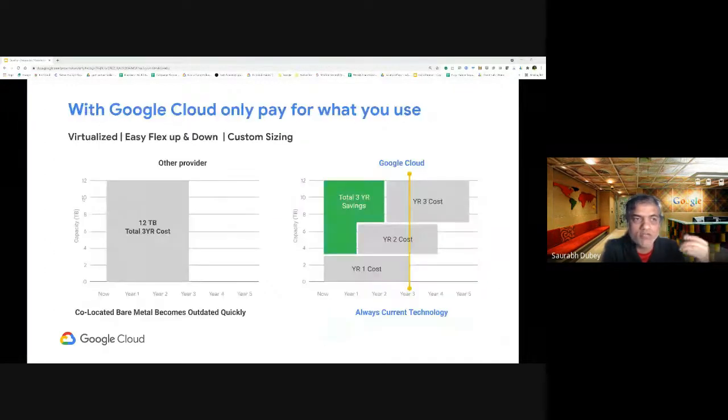Now, how should you look at all these things? You can imagine on the left-hand side a 3-year cost for a 12 terabyte VM, which would be available to you in a typical customer data center. On the right-hand side, you can see how in Google Cloud this entire tenure is sized and priced. That means less capacity is required in the first year, then the capacity grows, and in the third year you get the full capacity.